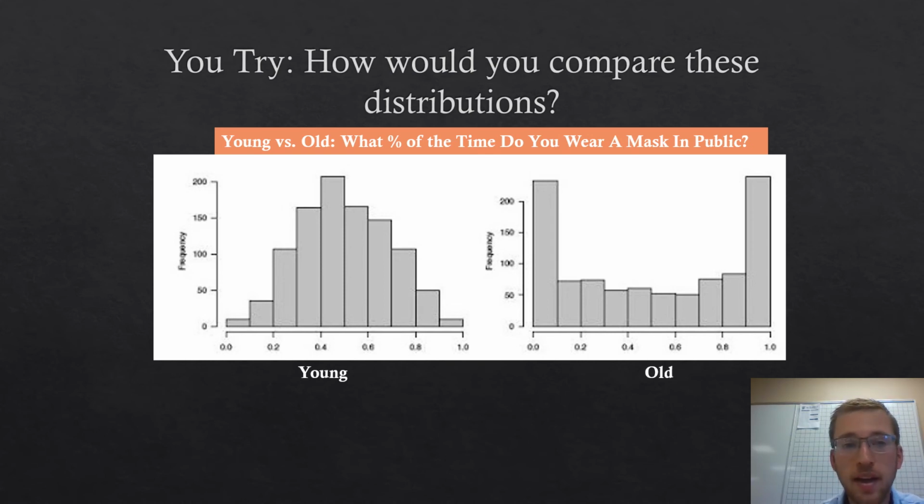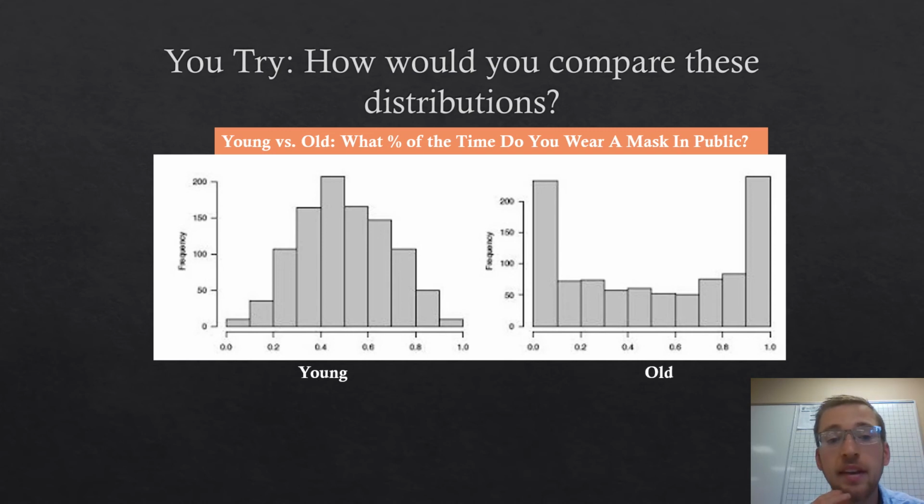Okay, so if I had to compare these for shape, I would say the distribution of percentages for young people is unimodal, whereas the distribution for older people is bimodal. Would you agree with that? We have one mode for the young, two modes for the old. So that takes care of both the context and the shape.